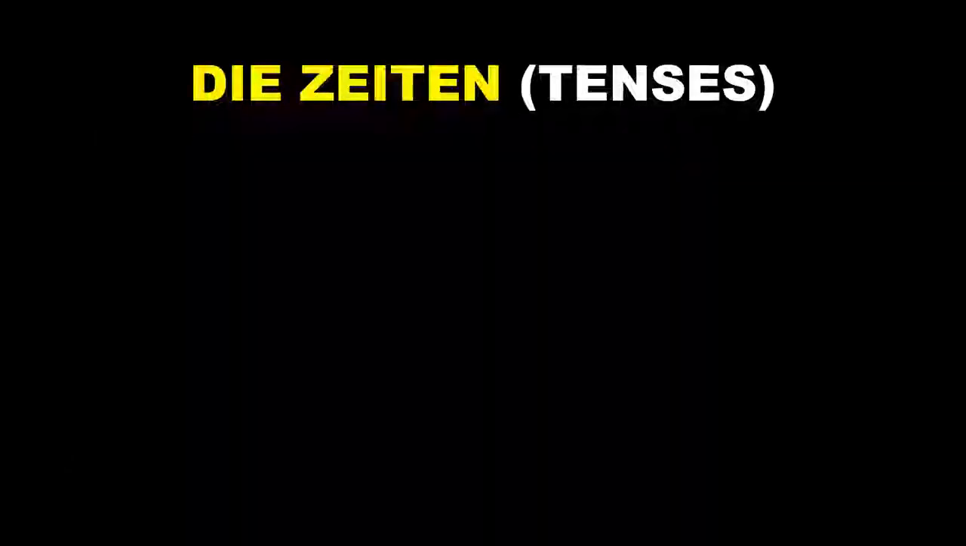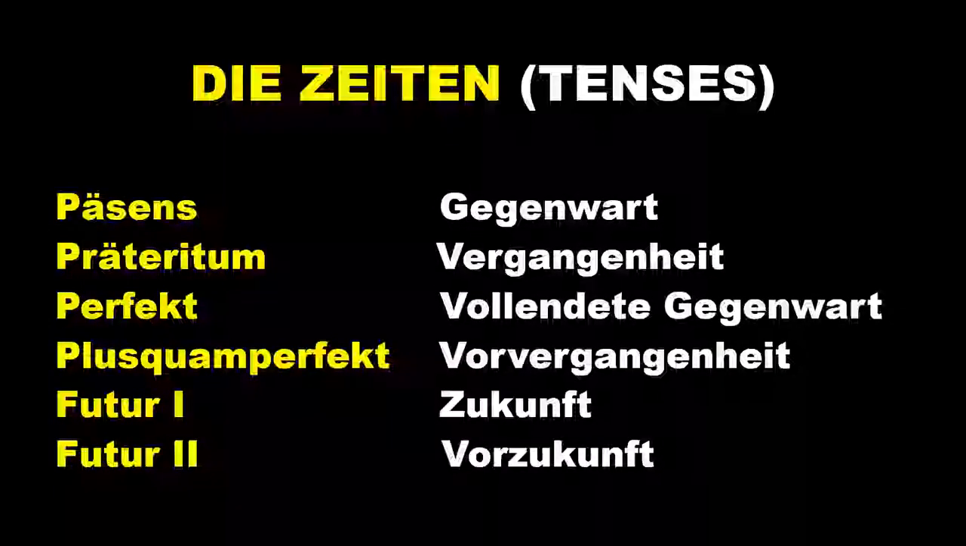Now, let's understand what these tenses mean. Here I have written everything in German, but I'll explain in English as well. Die Zeiten, as we already know now, means tenses. Now, Präsens, that is present tense. And what does it mean in German? We call it Gegenwart. Gegenwart, present. Präteritum, past tense. In German, we call it Vergangenheit.